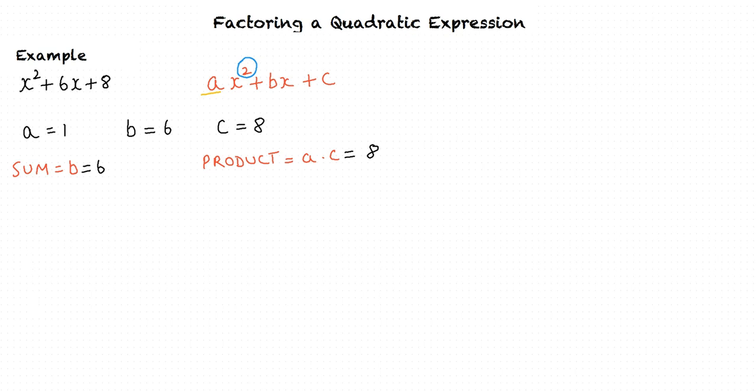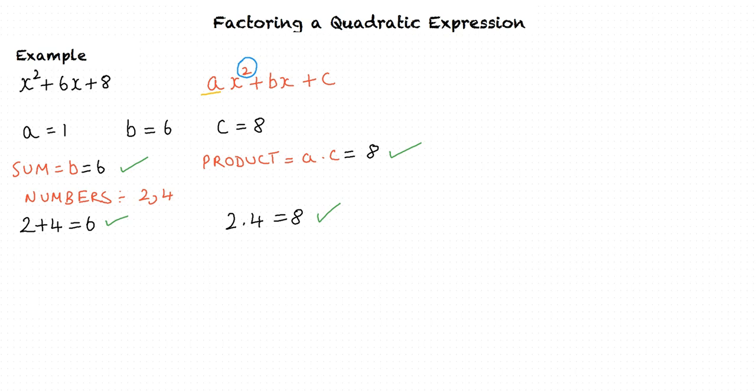Sum is equal to 6 and product is equal to 8 and we have to determine two numbers that satisfy this condition. The two numbers have to be identified by trial and error only. The two numbers would be 2 and 4. 2 plus 4 equals 6 and 2 times 4 equals 8. Thus, our sum and product conditions have been satisfied.